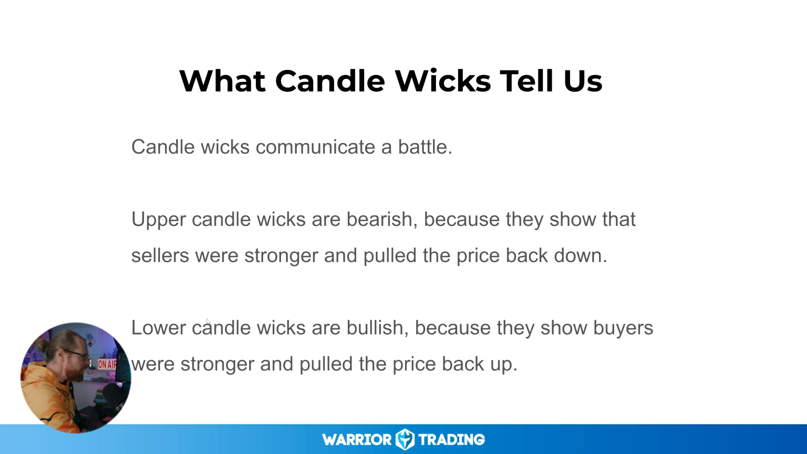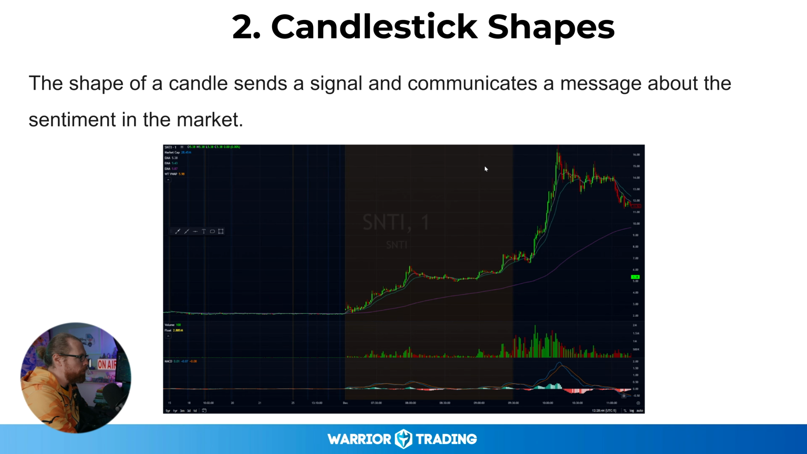Okay, so the candle wicks do communicate indecision. They tell us that although the price dropped or spiked, there was a battle and it brought it back in. So the larger the candle wick, the bigger the battle. Now, what I want to get into now is analyzing the individual candlestick shapes. So now that you understand the anatomy of a single candlestick, the body with the candle wicks, we're going to look at the different candlestick shapes that are the most common in the market. Because the shape of the candlestick sends a signal that communicates a message about sentiment, right?